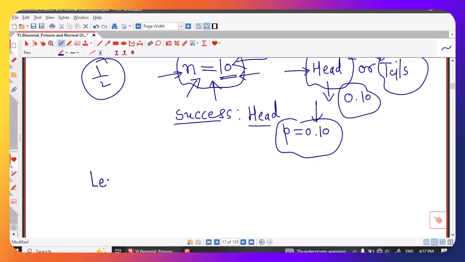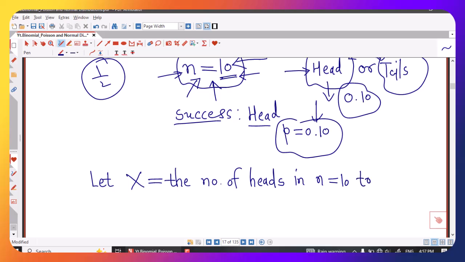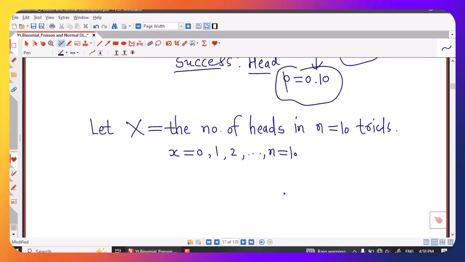First we have to write down the random variable. We use capital X for the random variable, and here the random variable is the number of heads in n equal to 10 trials. So possible values of capital X are 0, 1, 2 up to n equal to 10. We also mention that we consider the event of getting head as success.